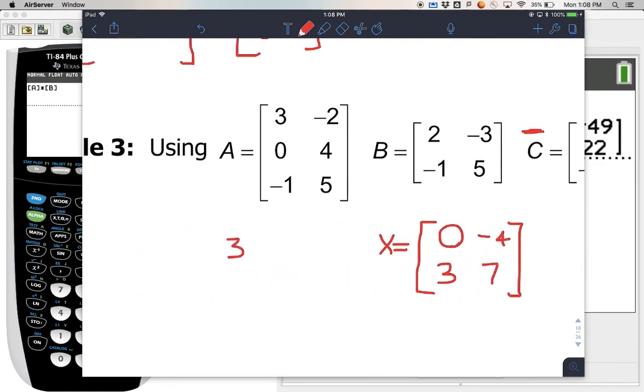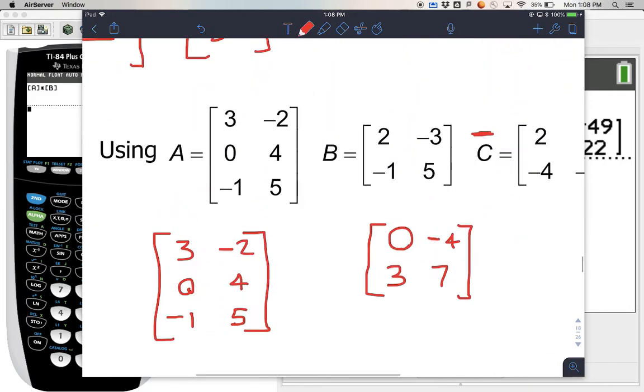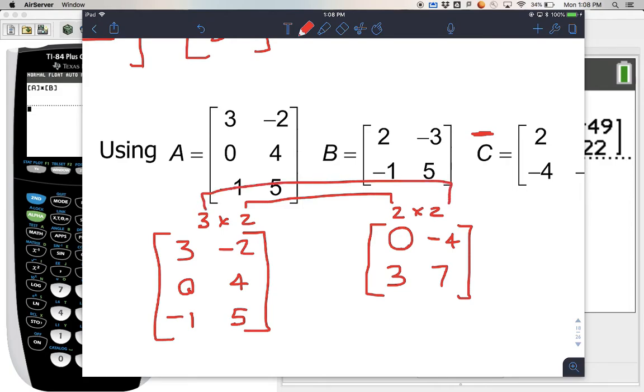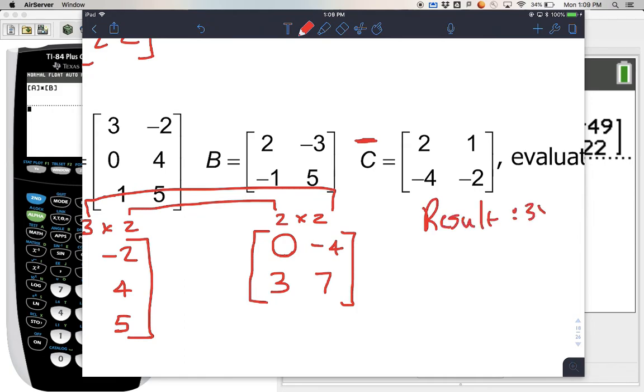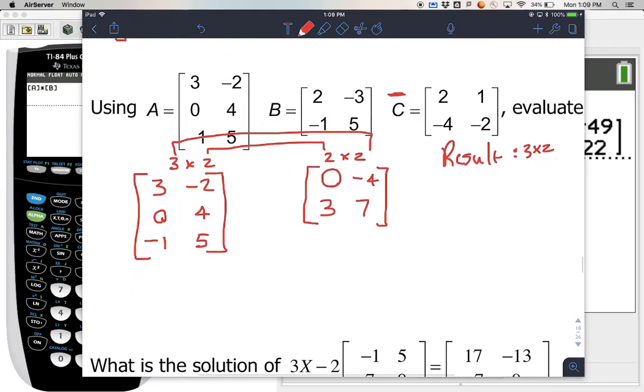Okay, so I'm going to write that down. 3, -2, 0, 4, -1, 5. Now we're going to multiply these. Once again, we need to make sure we can multiply them. So over here, you've got a 3x2 matrix, and then you've got a 2x2 right here. So those do match up, so we are good to go. Our result matrix is going to be 3x2.